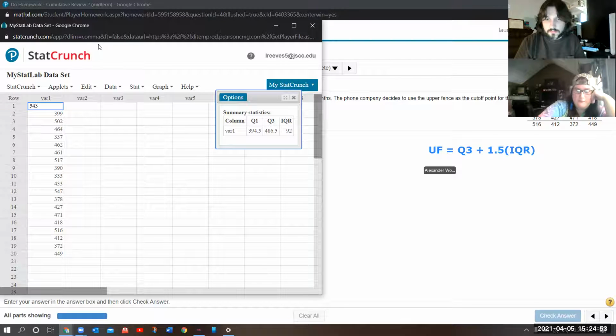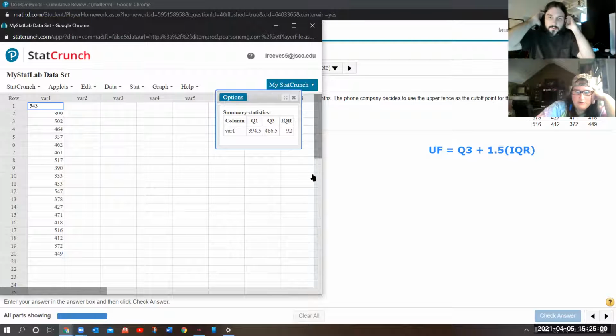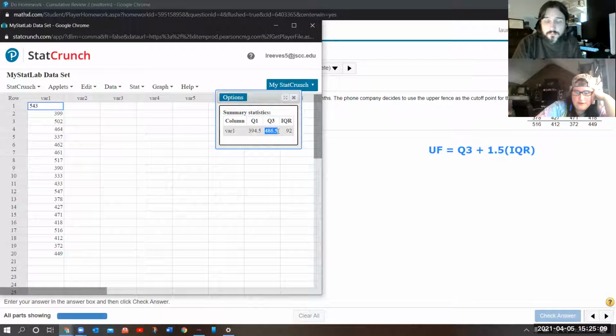See that? Yeah, and we actually don't even need quartile 1. It's just that usually with these problems, they want to know what both the lower and upper fences are, but they just want the upper fence for this one. So we're just going to plug those numbers into the equation. So UF equals our 486.5 plus 1.5 times 92.